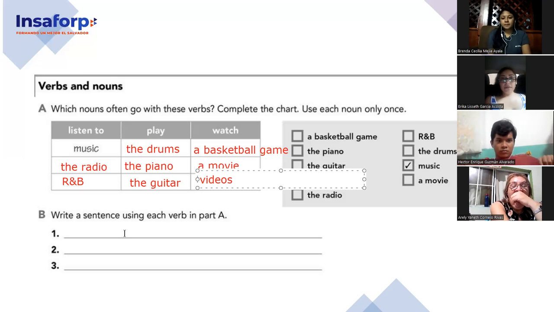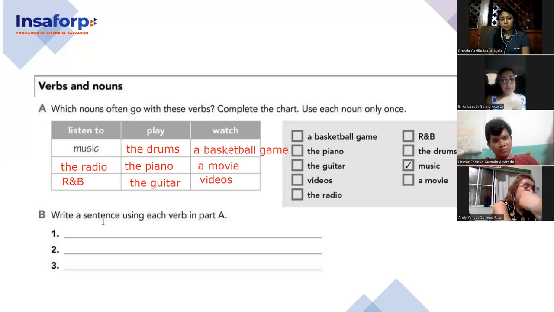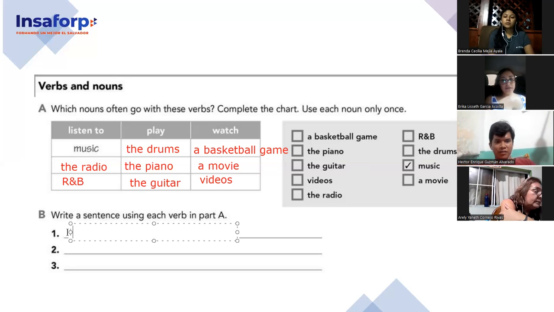Okay, then we're going to have sentences. Write sentences using the verbs in part A. So these are the verbs, listen, play, and watch. So vamos a escribir sentences. Okay, Hector, give me a sentence. He played the guitar. Okay, he plays or he play? He played. Okay. Yes, he plays the guitar.